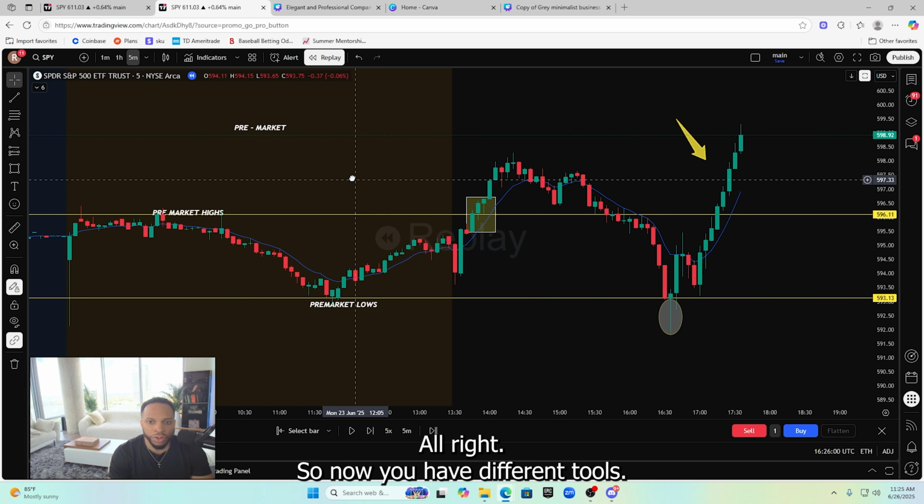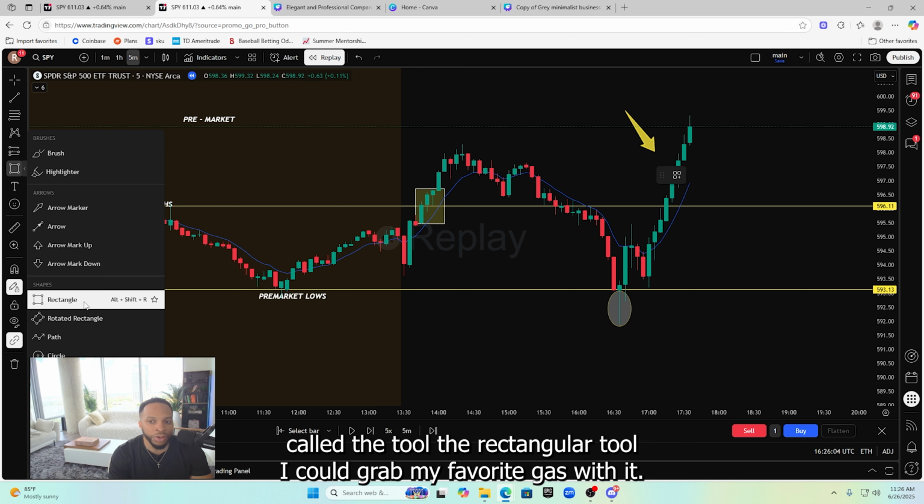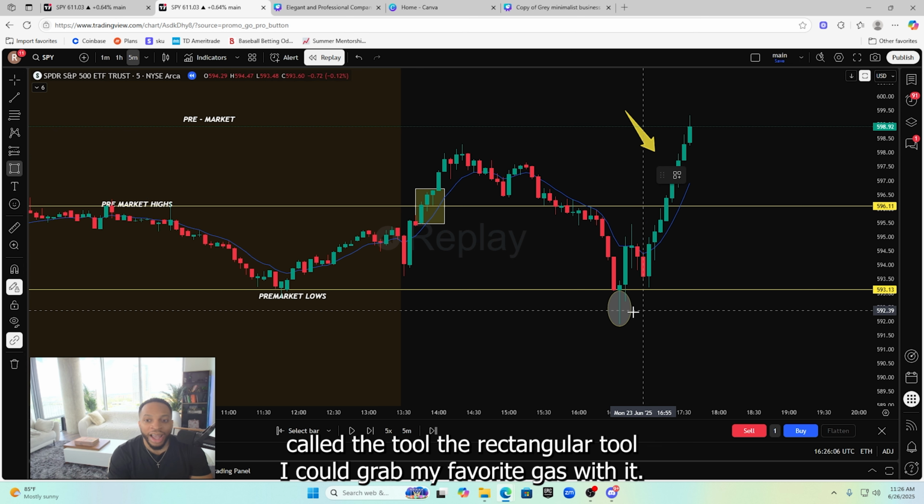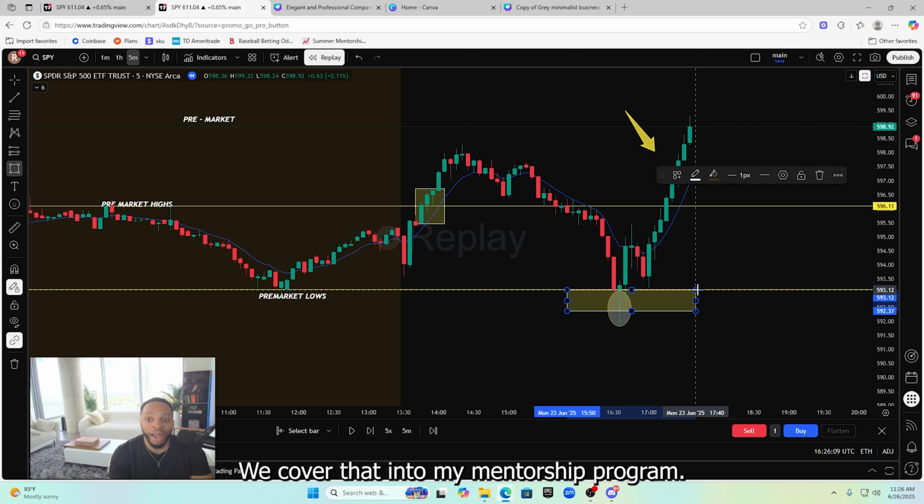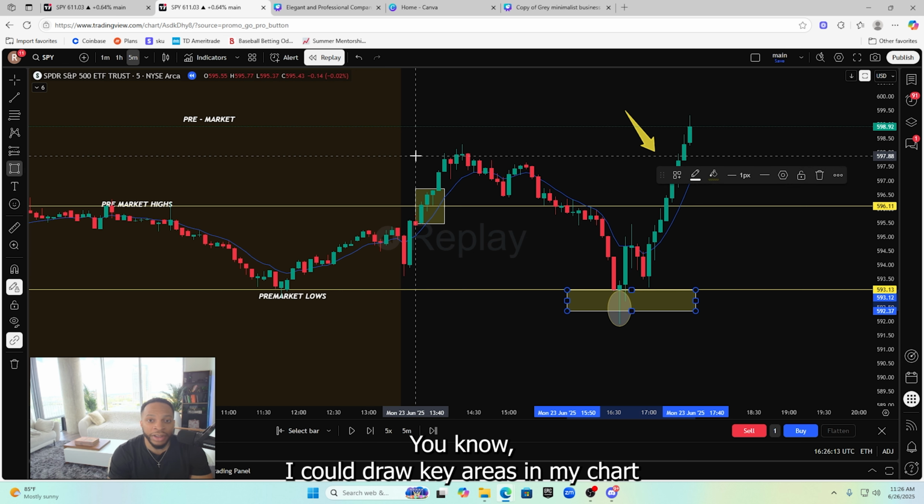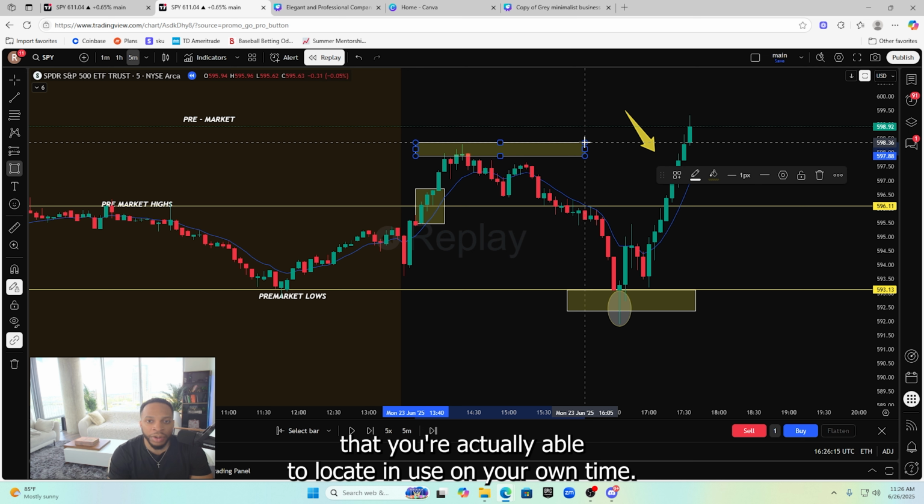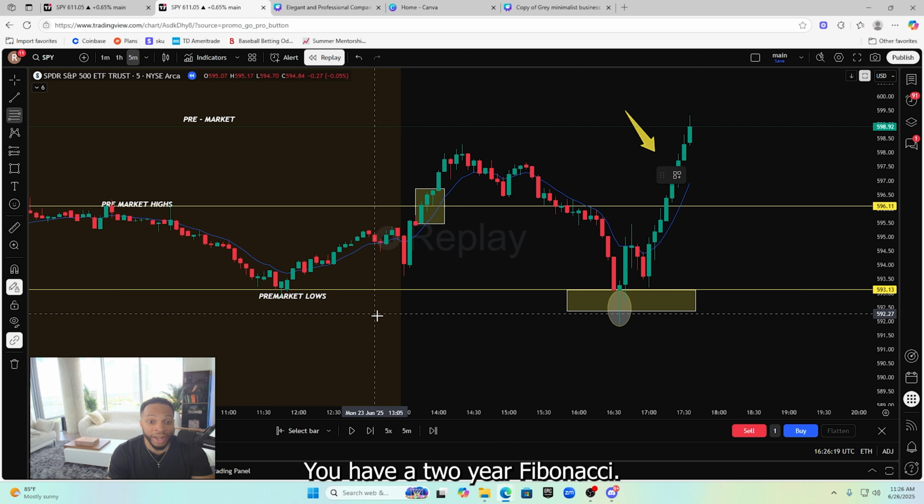All right, so now you have different tools. Let's talk about the tools to use. This right here is my favorite tool, called the rectangular tool. I can draw my fair value gaps with it. We cover that in my mentorship program. I can cover areas of liquidity with this tool. I can draw key areas on my chart that you're able to locate and use on your own time. We also have the Fibonacci tool.